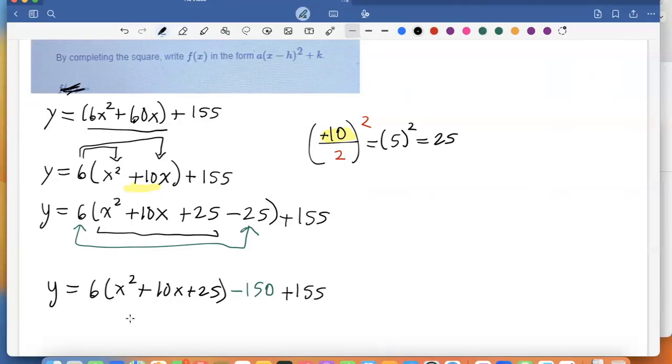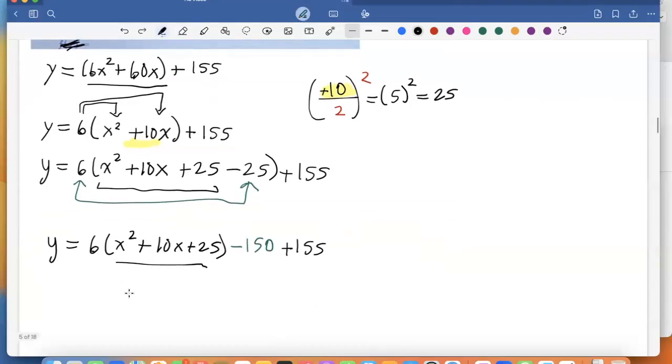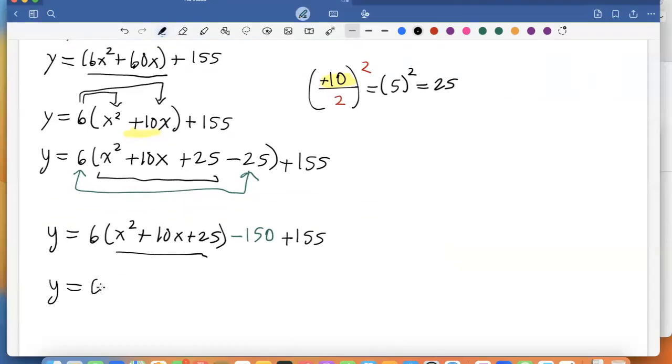Final step would be to factor this out and do the work for negative 150 plus 155. So y equals 6. And again, this is a perfect square. It's going to be one of those that factors out perfectly like this. Negative 150 plus 155 is positive 5. Okay, so in the brackets though, I'm going to have x, and just like the previous problem, I take this number right here. That's what I write over here. So it's x plus 5 squared plus 5.